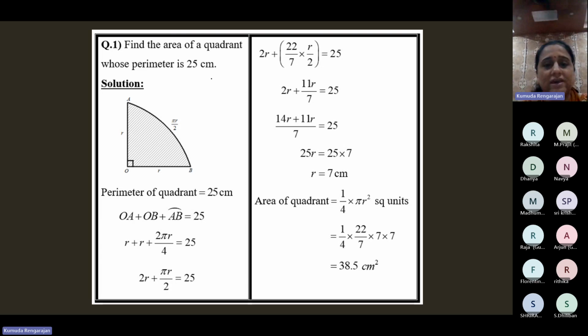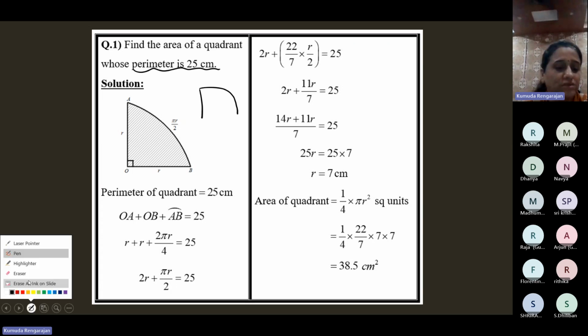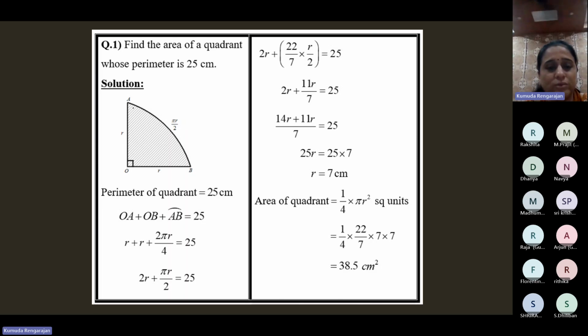You'll have to take care about interpreting perimeter. You should not misinterpret that. Perimeter is the length of the boundary. Sometimes we understand perimeter to be only this length. No, perimeter is the length of the boundary of a closed region.